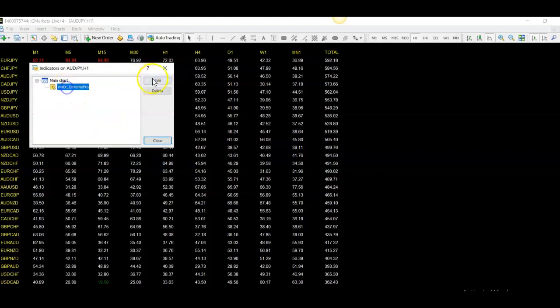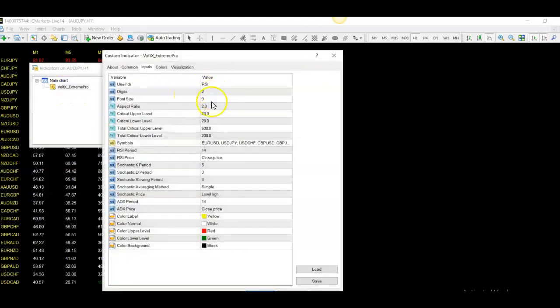If we look at the indicator settings, this is the indicator settings for the RSI dashboard, and you can flick through between different dashboards here to select the indicator you want to use. I use the RSI and the stochastic indicator dashboards. My critical upper level on the RSI is 80, and my critical lower level is 20. My total critical upper level, which is the important one, is 600, and total critical lower level is 200. You can change that as you please.